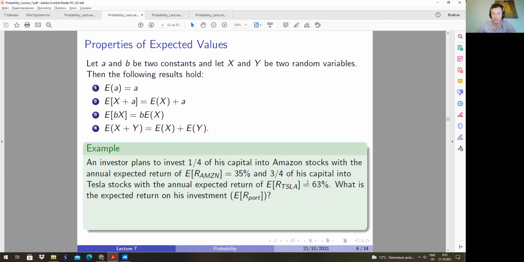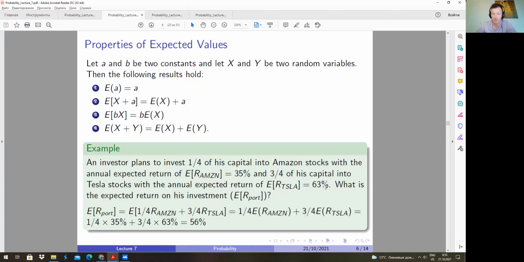So in order to calculate this, first of all, what's going to be the return on his portfolio? It's 1/4 return of Amazon plus 3/4 return on Tesla. And if you want to calculate this, we need to do the following steps. First of all, the expectation of this return on the portfolio is the expectation of the following expression: 1/4 multiplied by the return of Amazon plus 3/4 multiplied by the return on Tesla.